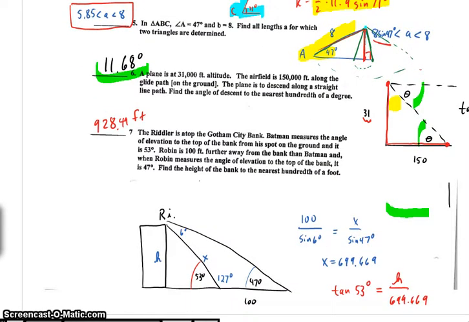The Riddler is on top of a bank. Okay, so here the Riddler's up here, and Batman's down on the ground, I suppose, and he measures that the angle of elevation is 53 degrees. And then Robin is further away, and his angle is actually smaller. It's 47 degrees. I can also find this angle is 127 because I know these two equal 180.